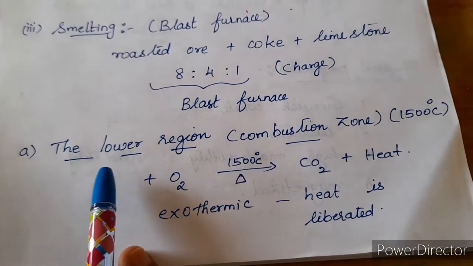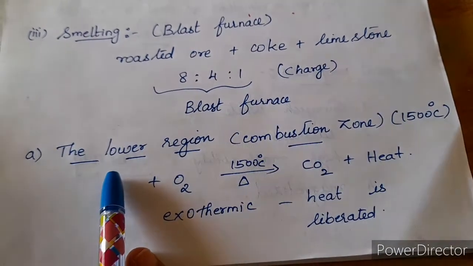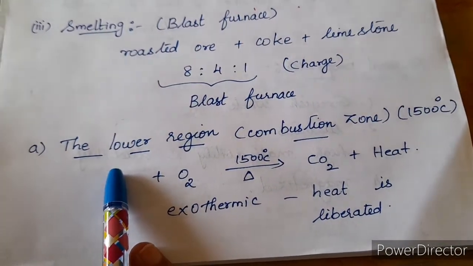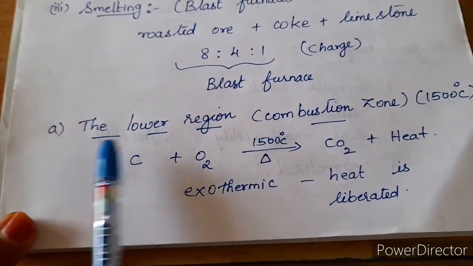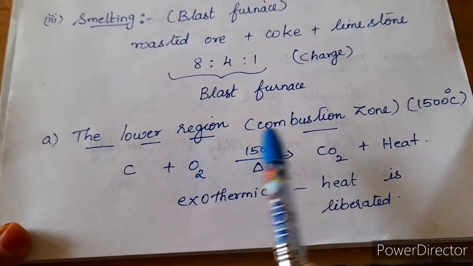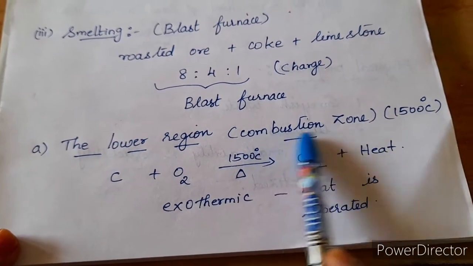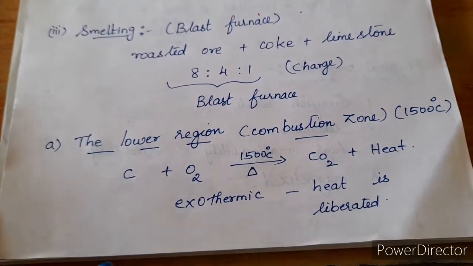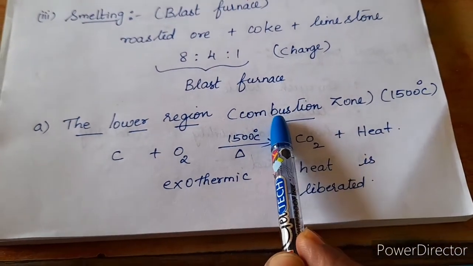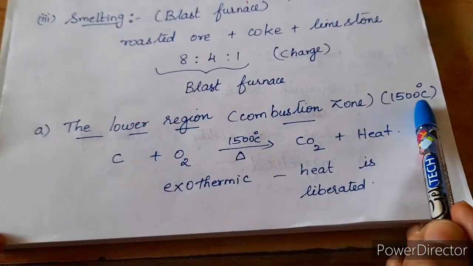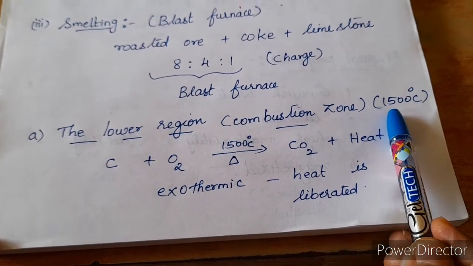Now there are three regions in the blast furnace. While explaining the diagram, I said there are three regions in the blast furnace, isn't it? The first region is the lower region, which is called the combustion zone. Now we'll see the reactions that come under each region. This combustion zone, that is the lower region, is always maintained at 1500 degrees C.